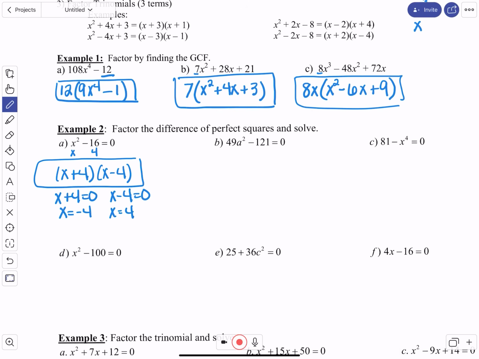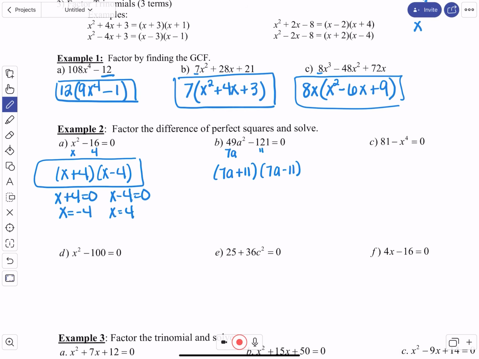I'm going to briefly talk about solving as well, but I want the focus of this to be factoring. Okay, so check for GCF first. There's not a GCF on B, but the square root of 49a squared is 7a, and the square root of 121 is 11. All you're going to do is 7a plus 11, 7a minus 11. So that's what the factored form will be.